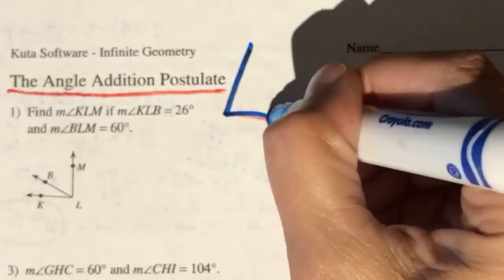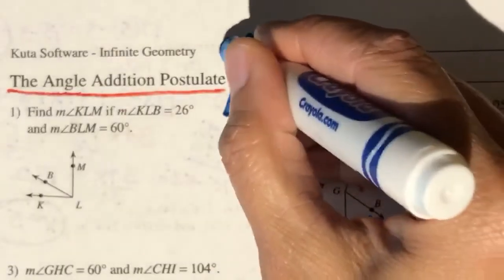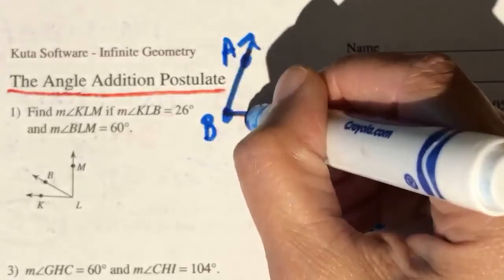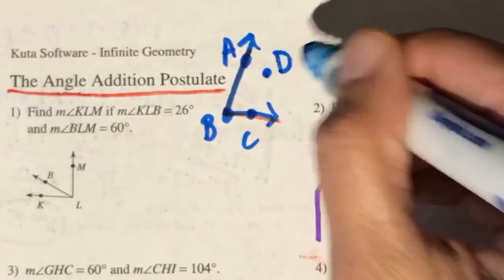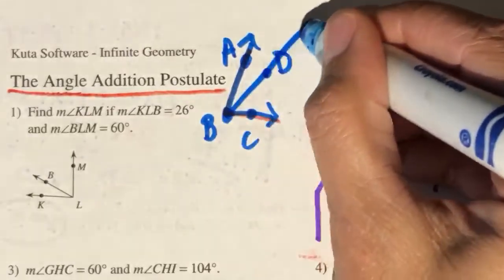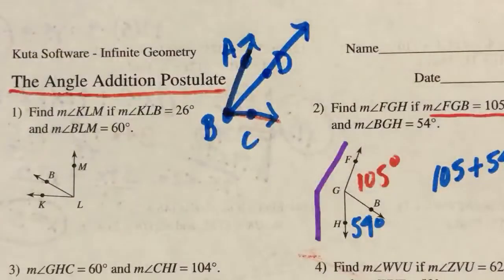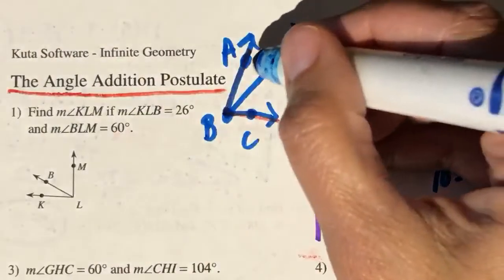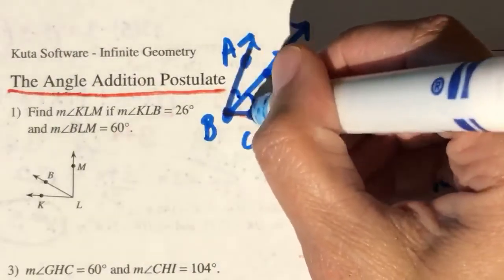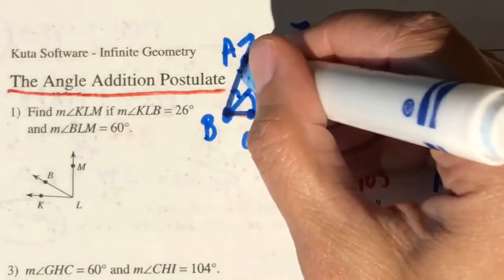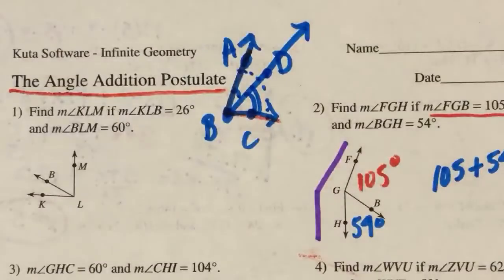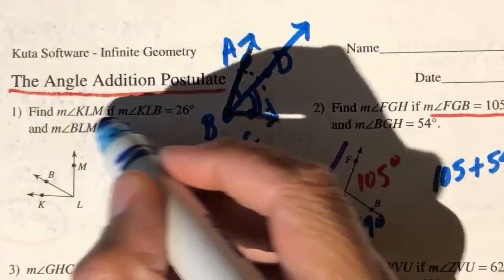Anyway, so if I've got an angle, ABC, and I have a point D that's in the interior of that angle, and I make adjacent angles by drawing a line, the angle addition postulate tells me that the measure of this angle plus the measure of this angle equals the measure of the entire angle. That's what the angle addition postulate is. It's the same thing as the segment addition postulate, but you're using angles. The two smaller ones basically add up to the larger one, or however many adjacent angles you have stuck together.